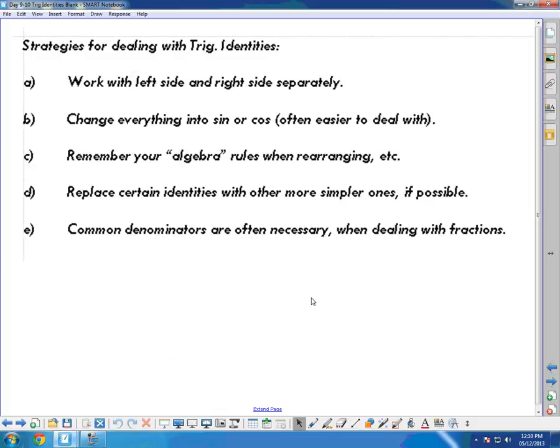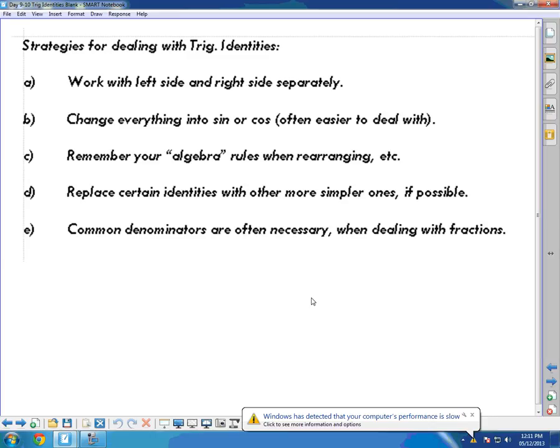So for starters, when you do trig identities, remember you're going to work with the left side of the equal sign and the right side separately. You can't have them equal to each other because you're trying to prove that they're equal to each other. So you separate them and you look at the left side and the right side. You do manipulation on either the left side or the right side. You can do both, but you can't bring them across the equal sign.